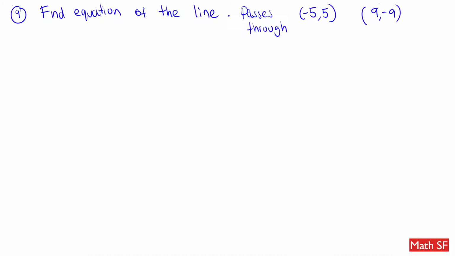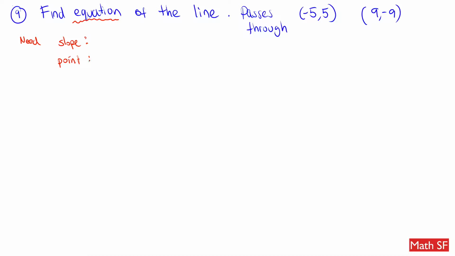Problem number 9. Find the equation of the line that passes through these two given points, and write the equation in the slope-intercept form, which means y equals mx plus b. Whenever you're looking to find the equation of the line, similarly to when you need to graph it, you need two things. You need the slope and the point. You actually need any point.